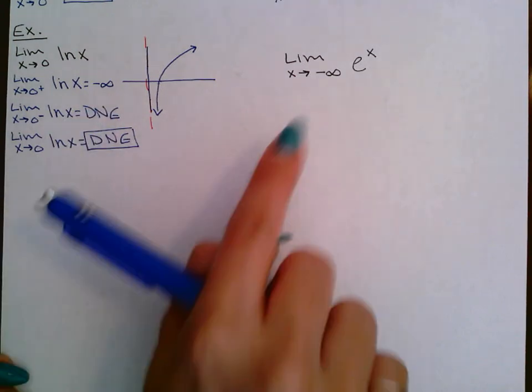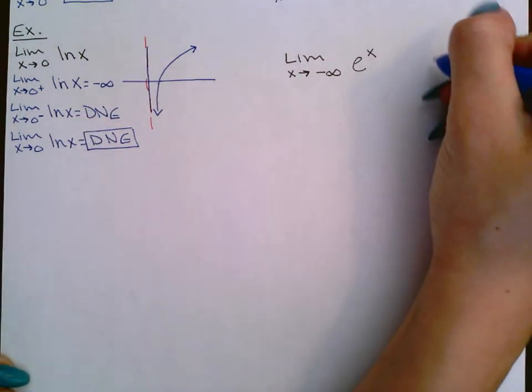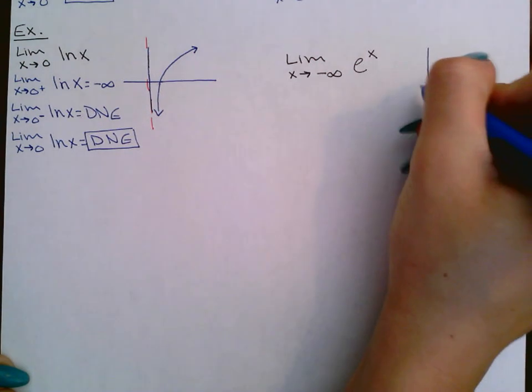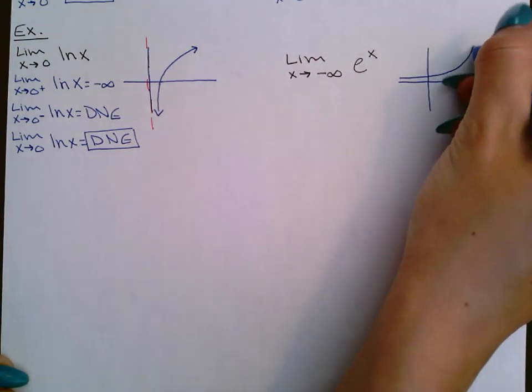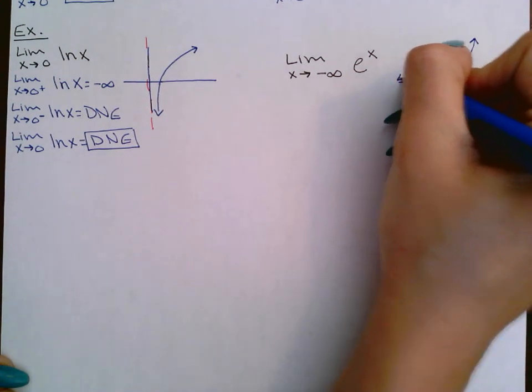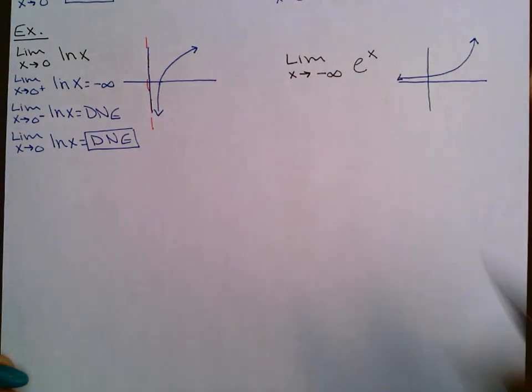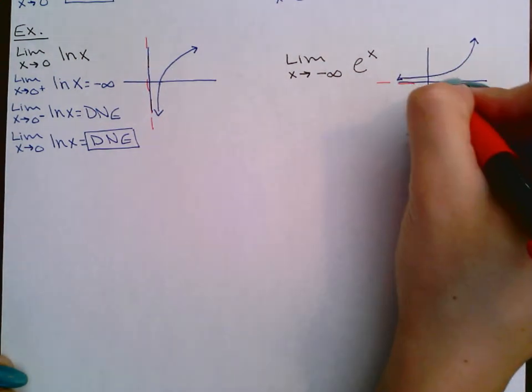Okay? So the graph of e to the x, okay, is the exponential function with the asymptote horizontally at 0.